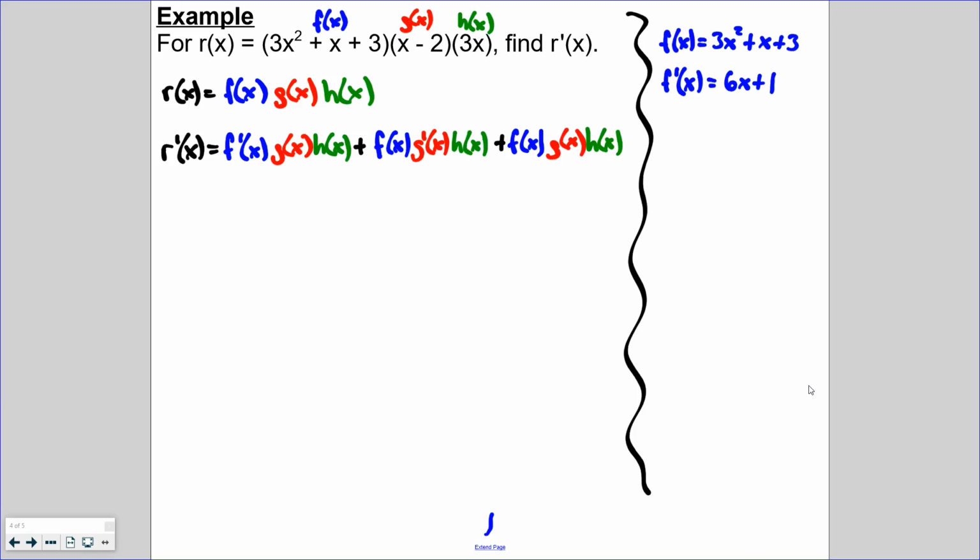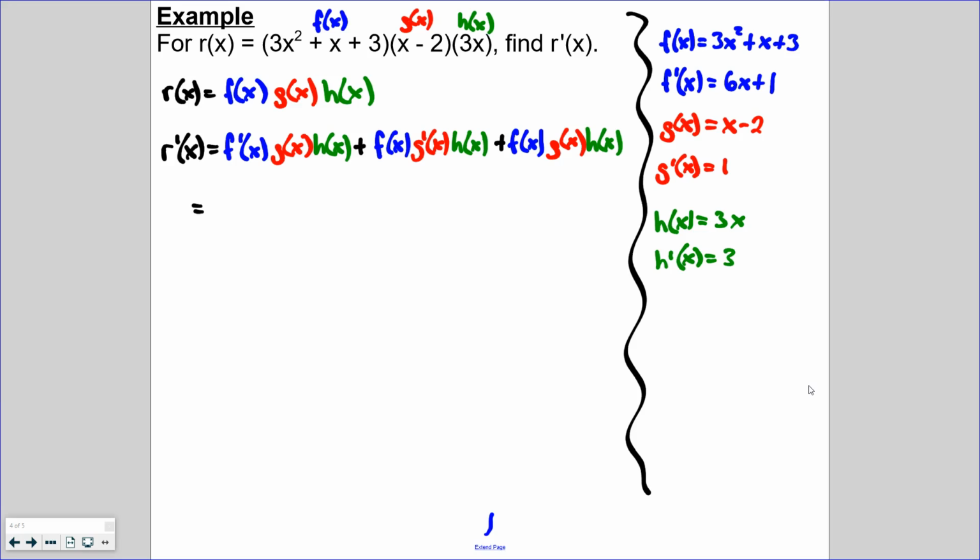And then moving on to our g of x, we had said that g of x is going to be x minus 2. And the derivative of x minus 2 is just 1. And then finally, h of x we said is equal to 3x, and the derivative of 3x is just going to equal 3. So now we can throw that all together and see if we need to simplify anything.